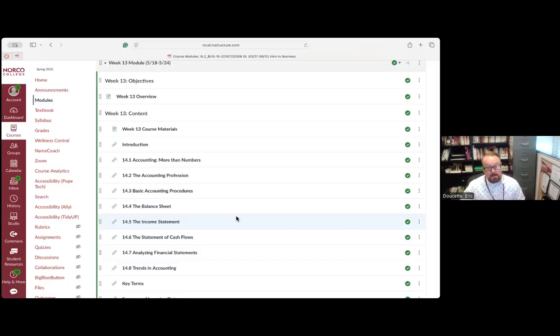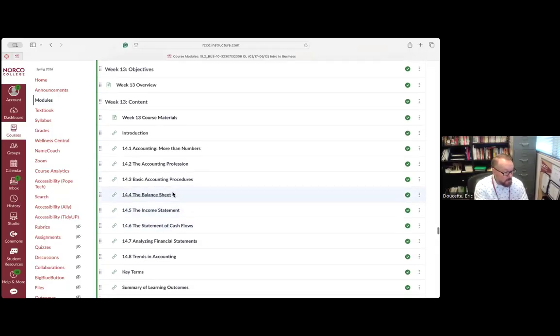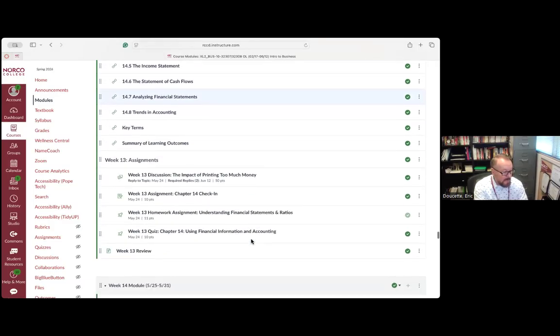And your homework assignment this week is going to ask you to do a little bit of the math, or at least identify the different parts of these various statements. So make sure you really understand those, especially these three. So the balance sheet, income statement, and statement of cash flows. Make sure you read that.